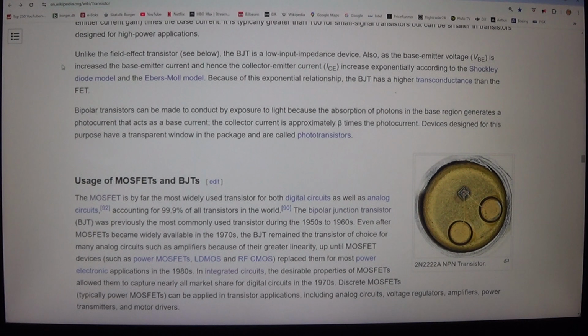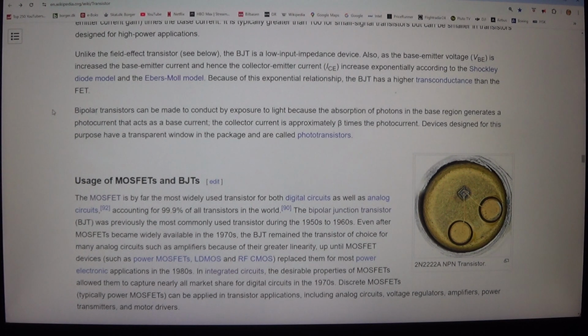Also, as the base emitter voltage, VBE, is increased, the base emitter current and hence the collector emitter current, ICE, increase exponentially according to the Shockley diode model and the Ebers-Moll model. Because of this exponential relationship, the BJT has a higher transconductance than the FET.